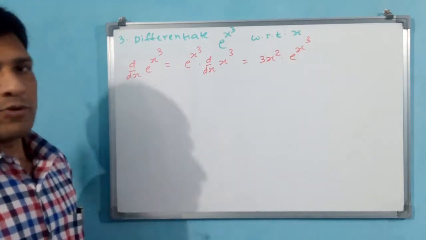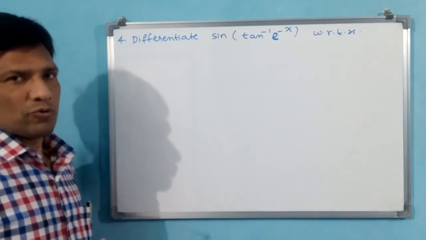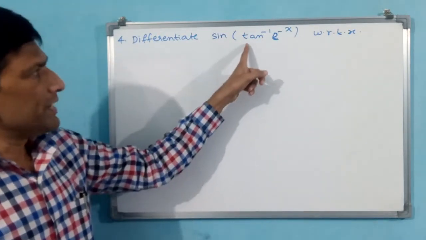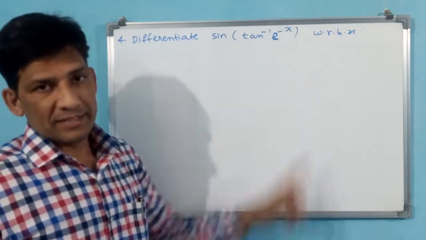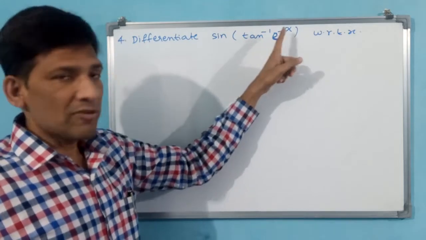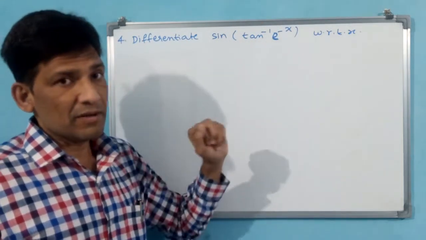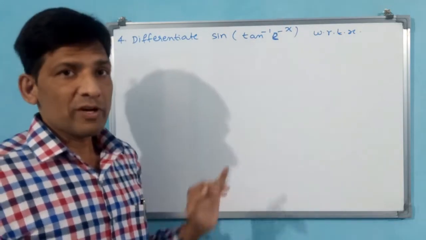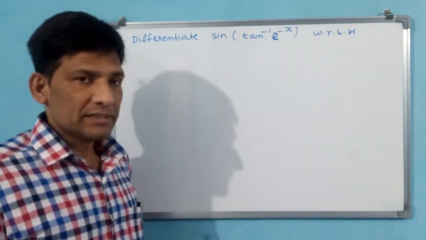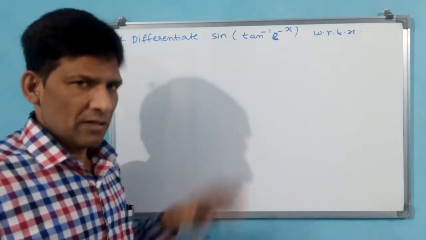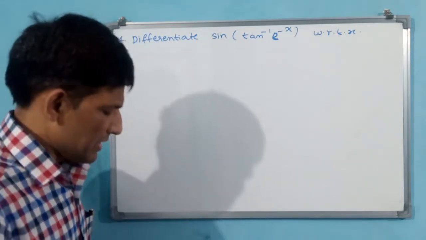Okay. Let us go for the fourth question. Differentiate sine of tan inverse e power minus x. You see here how many functions are there. sin x is one function, tan inverse x is one function, e power minus x is one function, minus x is one function. Please keep in mind, e power x you can directly do, but e power minus x we will see.